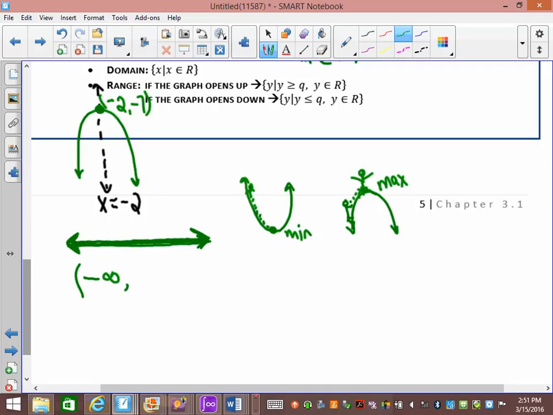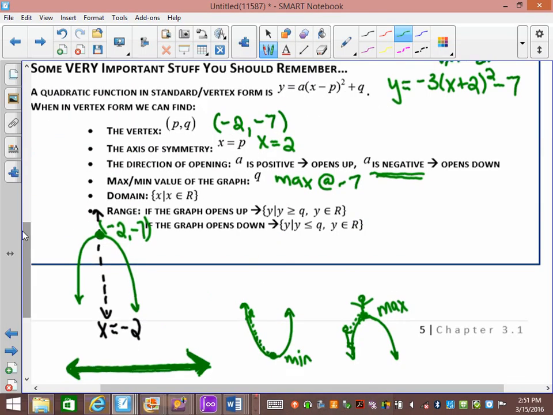Then it covers every value in between up to positive infinity. So x ∈ R in interval notation is negative infinity, comma, positive infinity. Negative infinity to positive infinity. So up here, instead of set builder notation, which is x such that x is an element of the reals, I could write it as negative infinity, positive infinity. And you need to be able to do both. You need to be able to do interval notation.